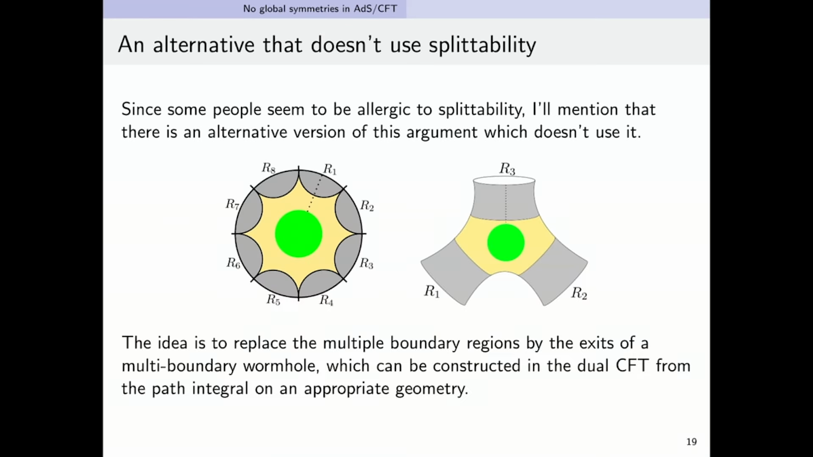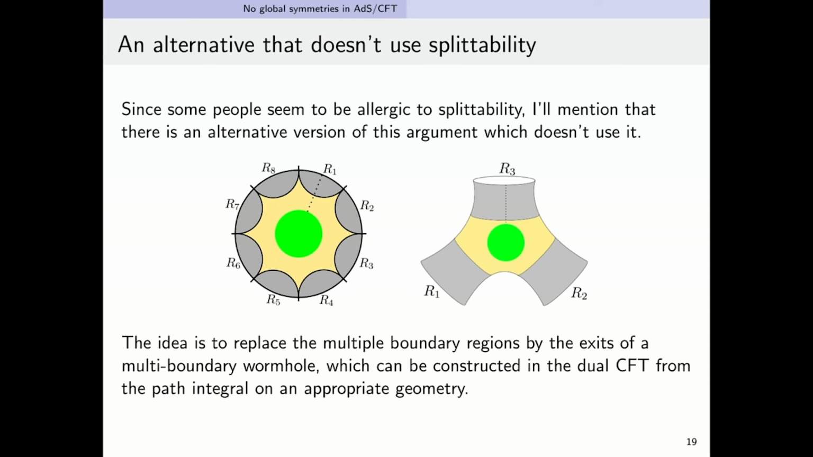The idea is instead of doing this picture with the boundary regions, you have a multi-boundary wormhole. So you consider the CFT on a disconnected space, say with 3 boundaries, R1, R2, R3. Now I think none of you are going to fight with me about splittability when it's disconnected. If I have a sphere here and a sphere there, I better be able to split the unitary into a unitary here and a unitary there. There's no UV issue of any kind.